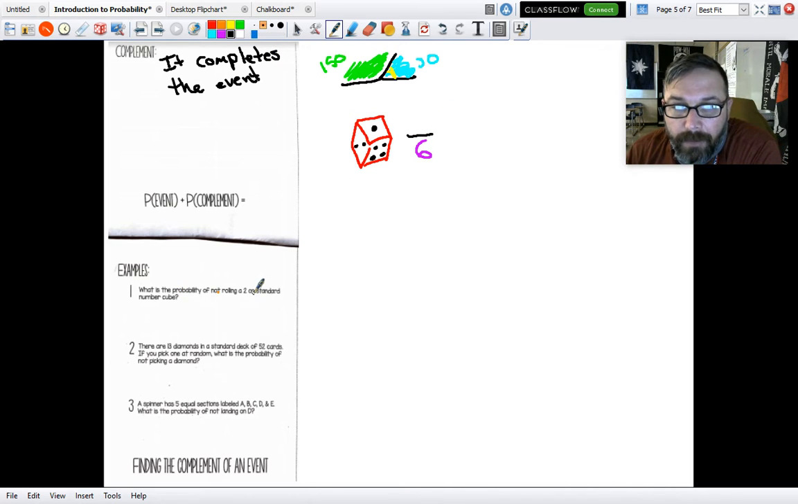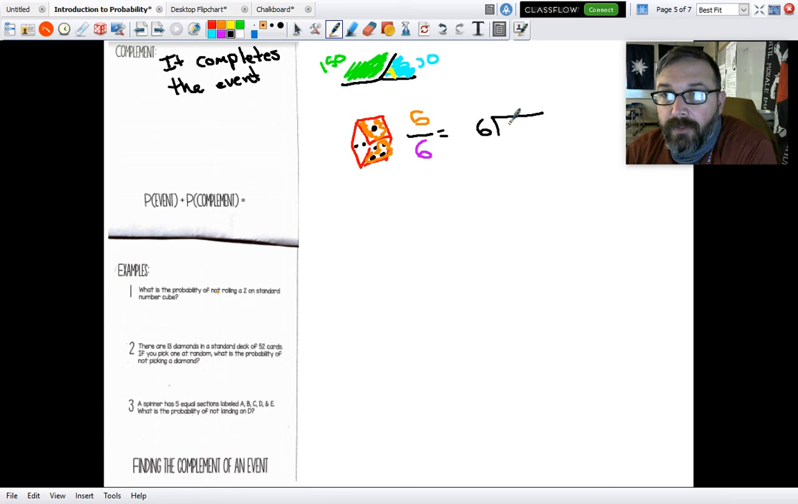And probability of not rolling a 2 on a standard number cube. So everything else gets counted, okay? The only way I can roll a 2 is with that one side. So everything else would be a 5 over 6, right? 5 over 6 is going to give me, yeah, let's do this. So I'm going to go ahead and do my long division, right? 6 on the outside, use the ice cream cone, 5 on the inside.